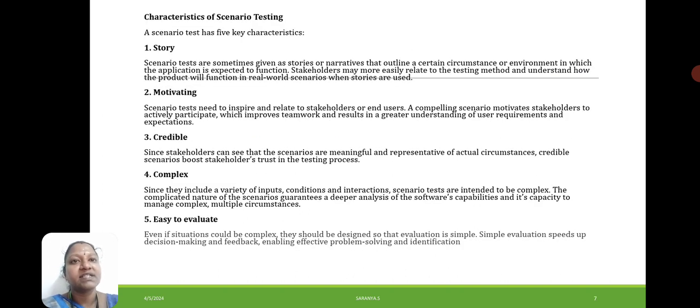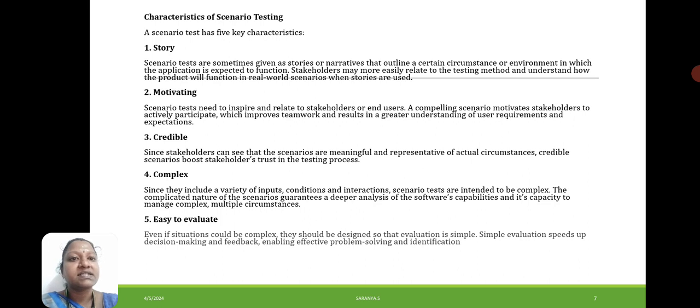Next one is the characteristics of scenario testing. The characteristics of scenario testing are: story, motivating, credible, complex, and easy to evaluate. First one is story. Scenario tests are sometimes given as stories or narratives that outline a certain circumstance or environment in which the application is expected to function. Stakeholders may more easily relate to the testing method. Motivating: scenario tests need to inspire and relate to stakeholders or end users.